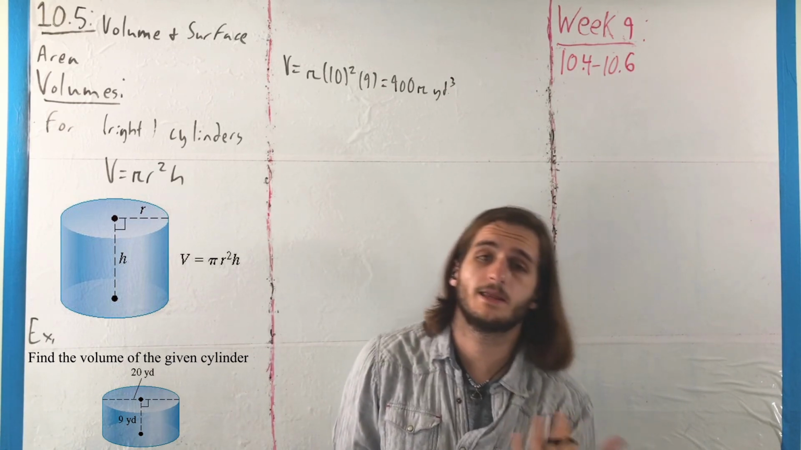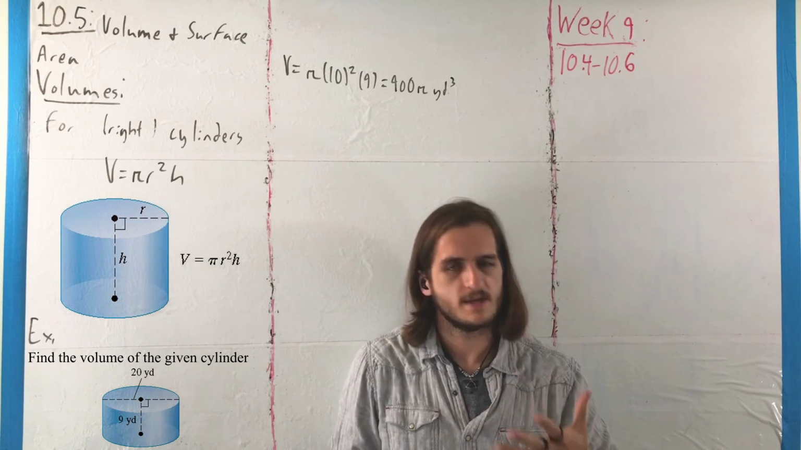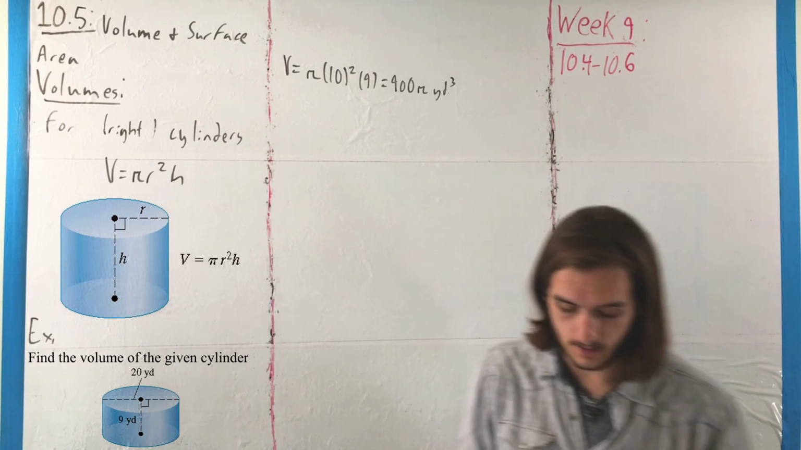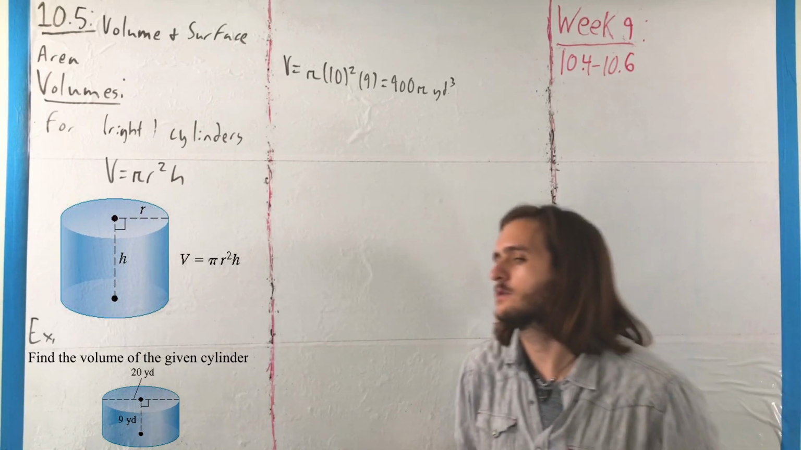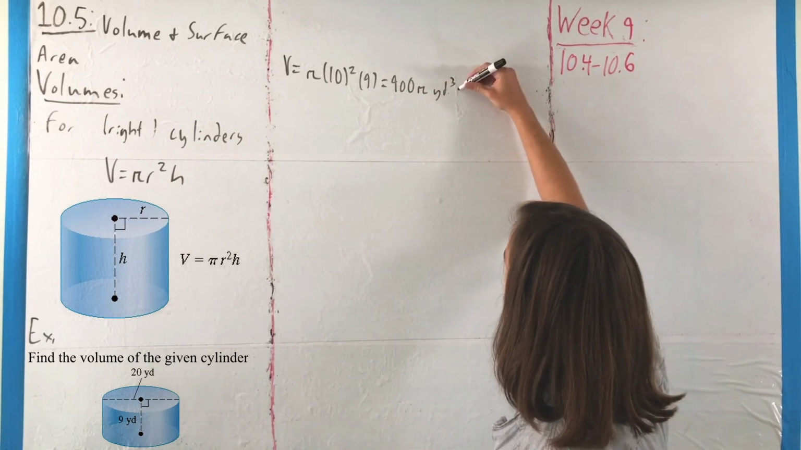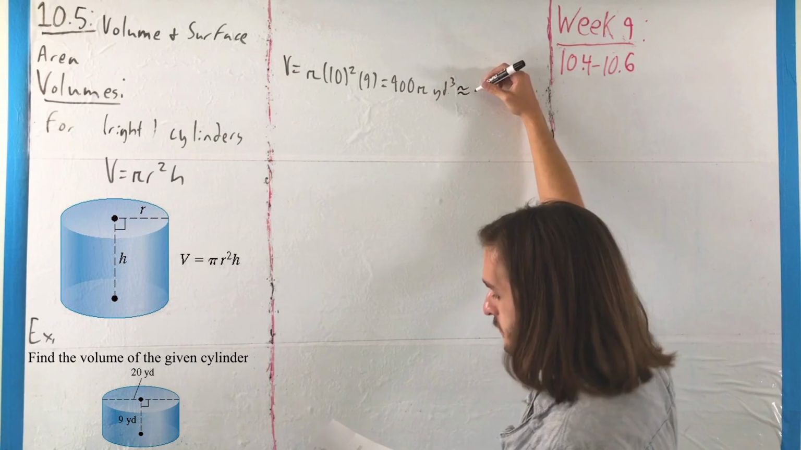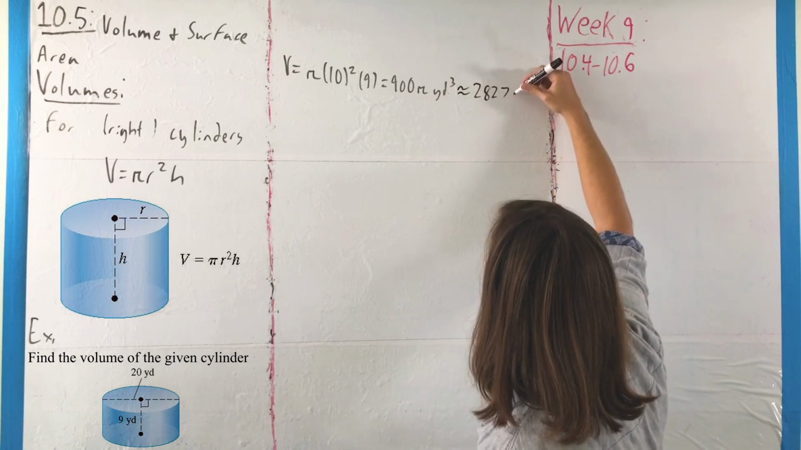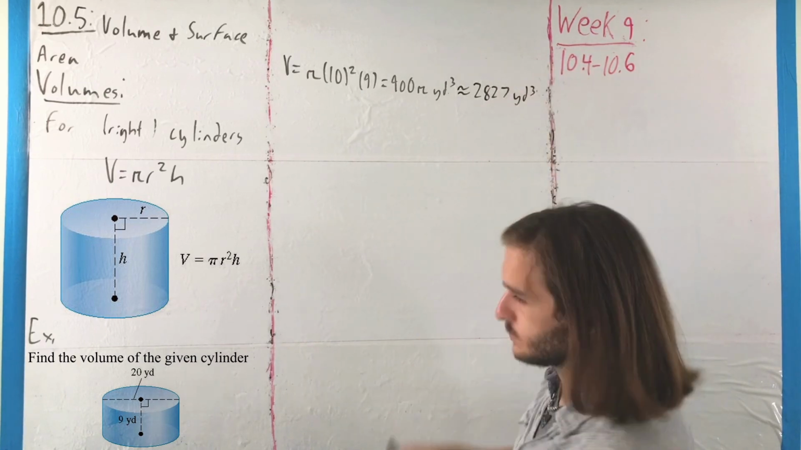But for something more applied, like our previous examples, we might want to know a little bit more usably what that ends up being, that's close to 3,000 cubic yards. To be a little bit more precise, we could say that this is something approximately 2,827 cubic yards, to be sure.